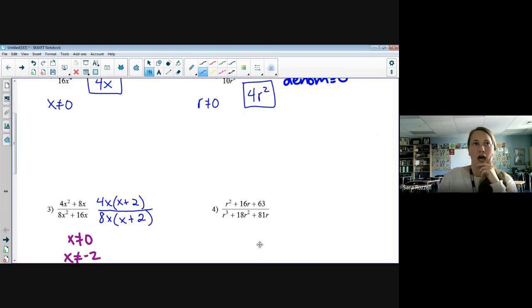All right, so now we see some stuff that we can cancel out. I've got an entire x plus 2 on top and on bottom, so those can go away. I have a single x on top and bottom that's not added or subtracted to anything, so those can go away. And what is 4 divided by 8? How does that simplify? 1/2. So this is just 1/2 for our answer.